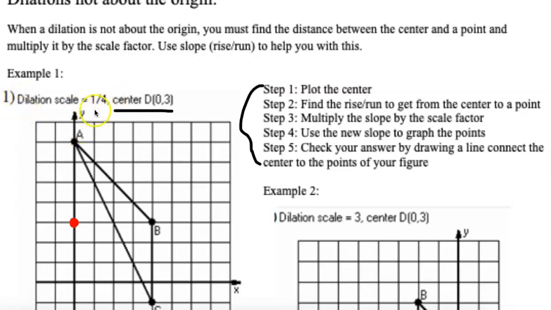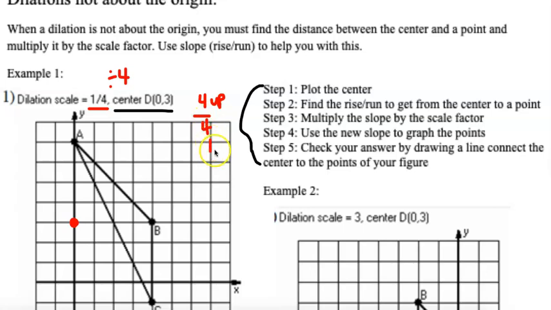So the dilation is a scale factor of a fourth. So I'm going to be dividing something by 4 or multiplying it by 1/4. So you're going to count how far A was away. Luckily, A is in a nice vertical line, so it's 1, 2, 3, 4 away. So it's 4 up. Then you're going to use this scale factor, so I'm going to divide it by 4 and multiply it by a fourth.